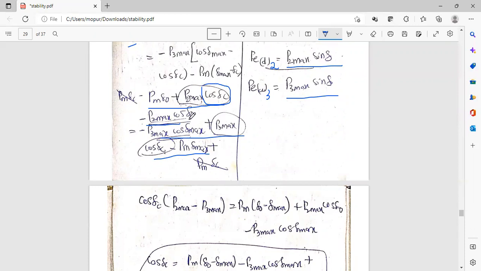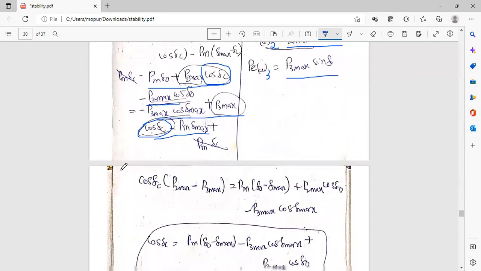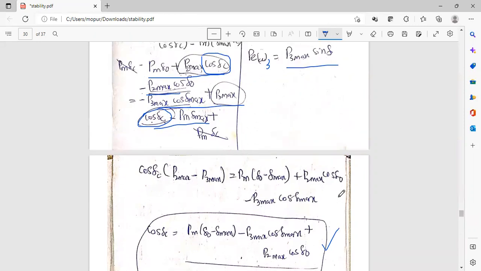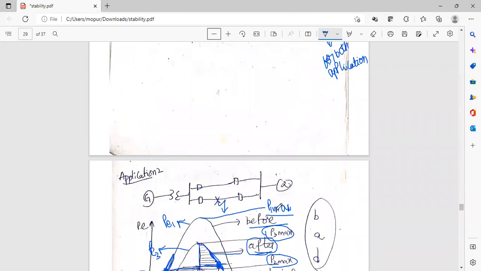In the second application, here we had cos delta C and here we had cos delta C. So I am taking the cos delta C terms to one side and rearranging. I will get this equation: cos delta C into (P2max minus P3max) is equal to PM into (delta naught minus delta max) plus P2max cos delta naught minus P3max cos delta max. From this, I am getting the critical clearing angle for the second application, that is when the fault is at the middle of the transmission line. That is at this point.